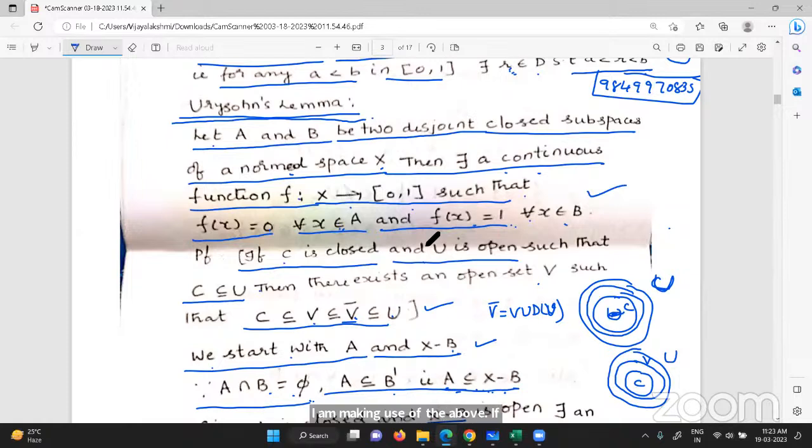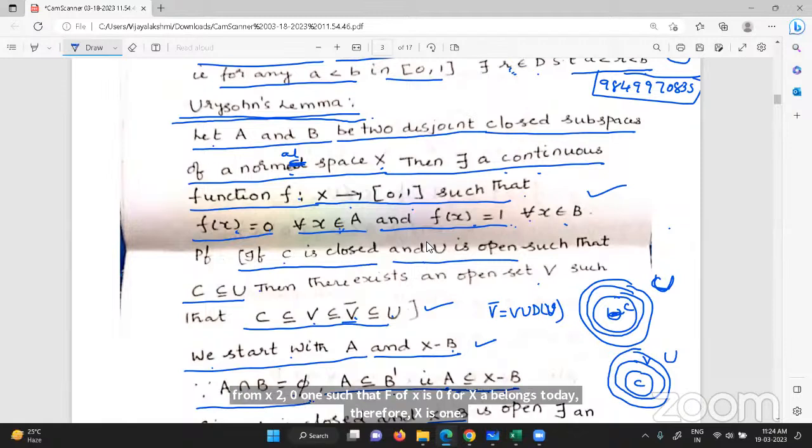If C is closed and U is an open set in a normal space, then there exists... Let A and B be two disjoint closed subspaces of normal space X, then there exists a continuous function f from X to [0, 1] such that f of x is 0 for x belongs to A, f of x is 1 for x belongs to B.